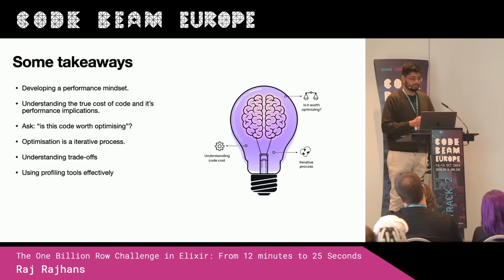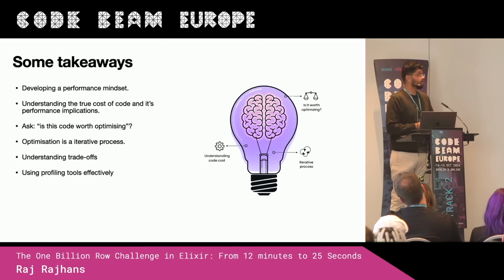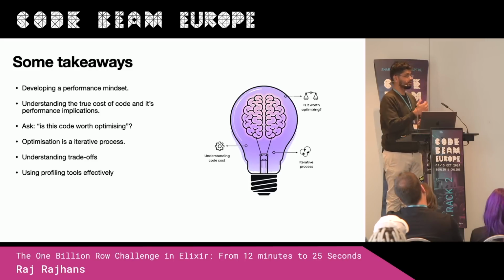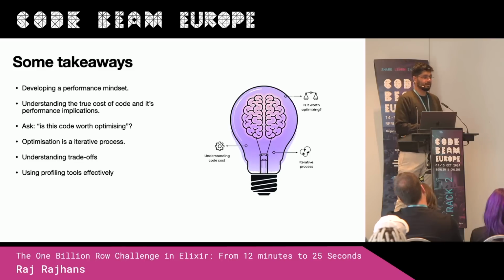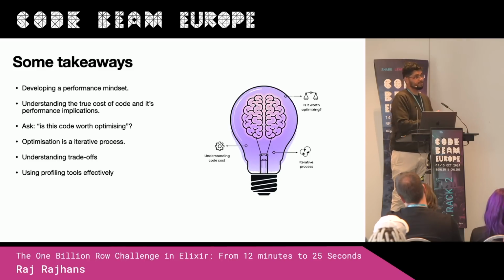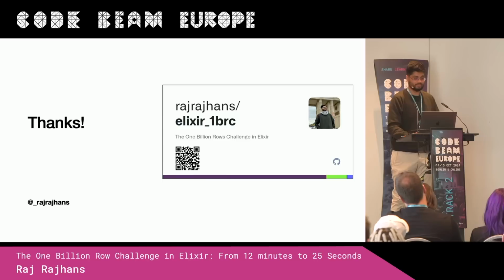So yeah, the takeaway I guess here is that optimization is an iterative process. It's very important to understand what you are trading off against, and the most important thing is that we have to use the profiling tools effectively. I do encourage you to try out different challenges like this. It's not just about which language is faster or how much speed we can get from a particular language. It's also about understanding our tools better. With that, I'll stop here. Thank you.